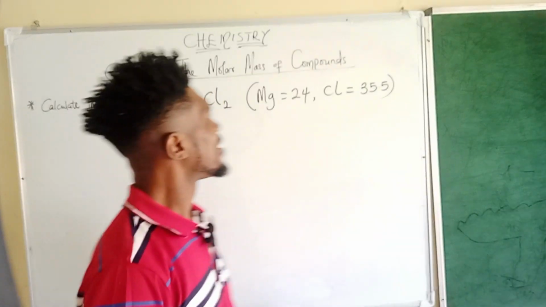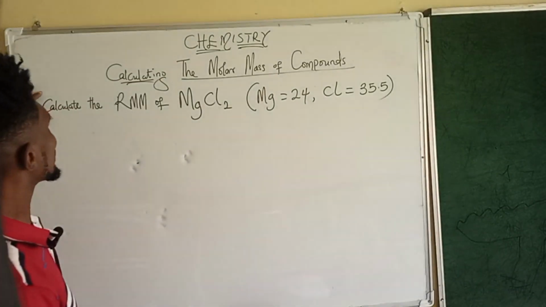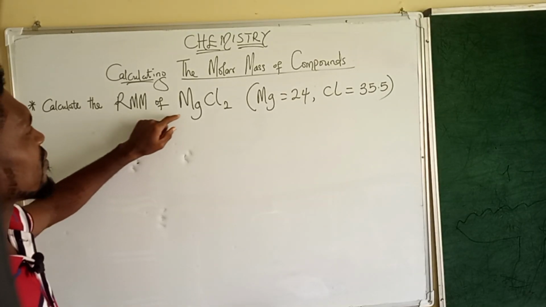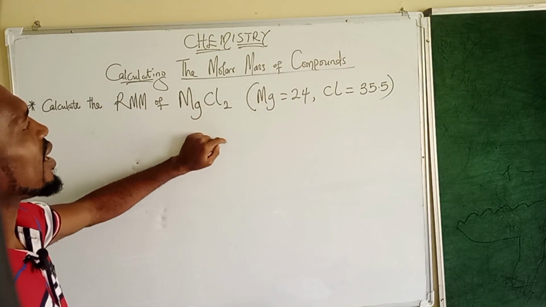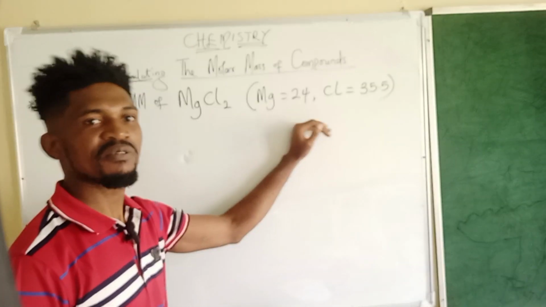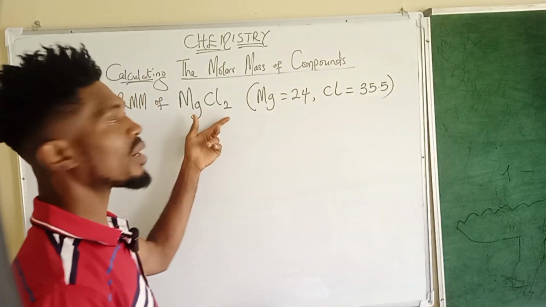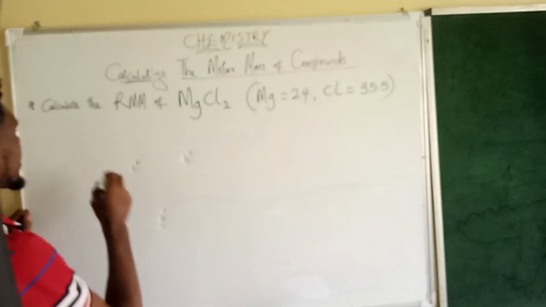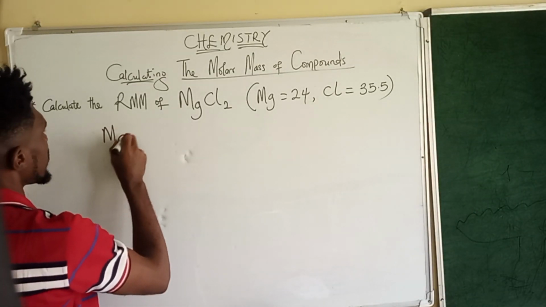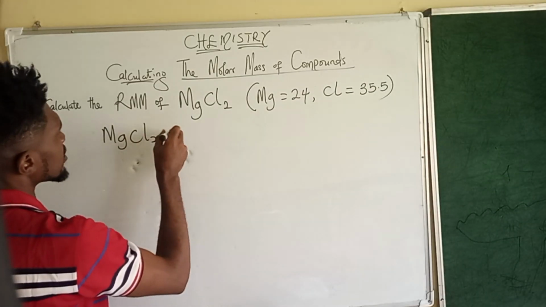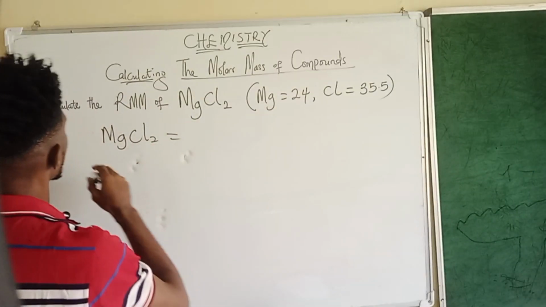Hello guys. So we are asked to calculate the relative molecular mass of magnesium chloride and we have been given the mass numbers of the constituent elements that make up the compound. Okay? So let's start directly to have magnesium chloride.